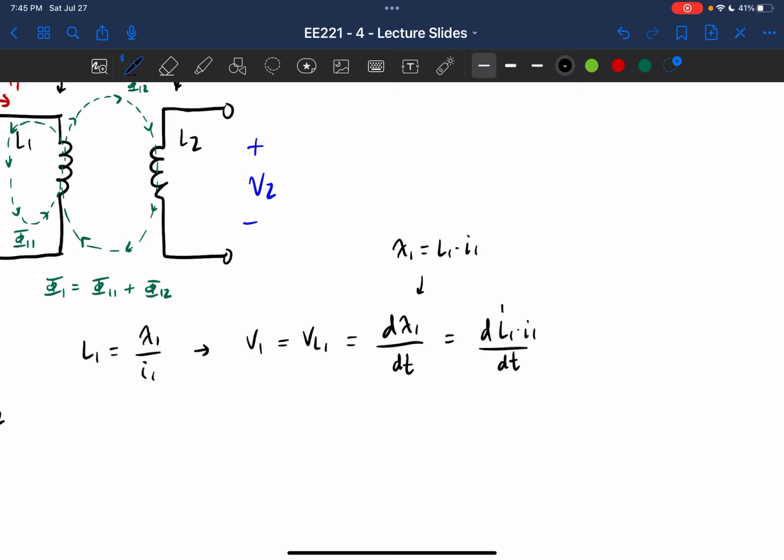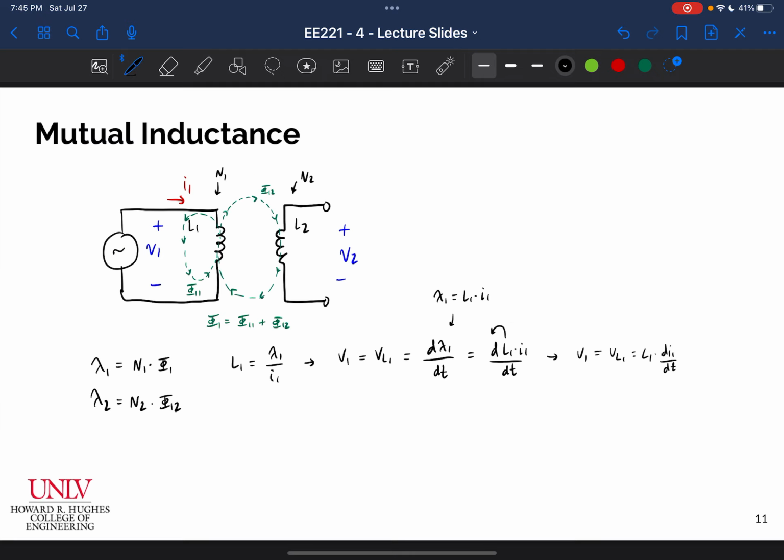L1 is a constant, so if I pull that L1 out, I get that V1, or VL1, is equal to L1 times di1/dt, which is exactly what we already know, right? That's the voltage of my inductor is equal to the rate of change of the current through my inductor multiplied by the inductance. So that shouldn't be surprising.